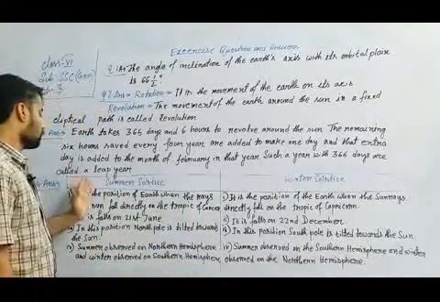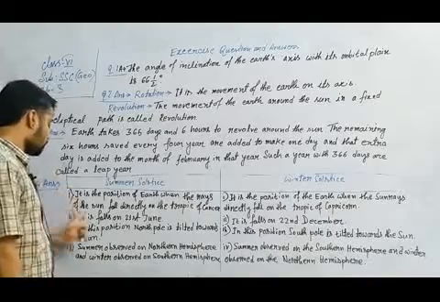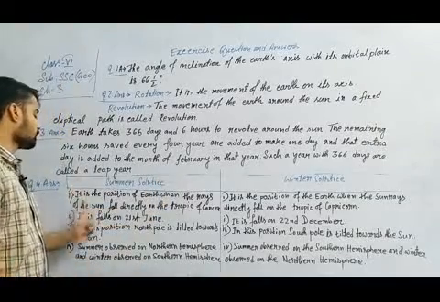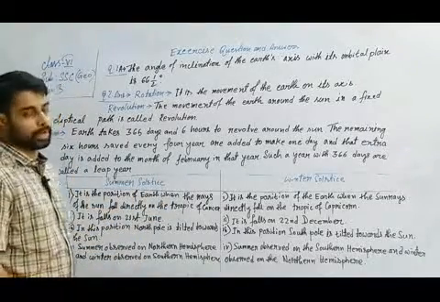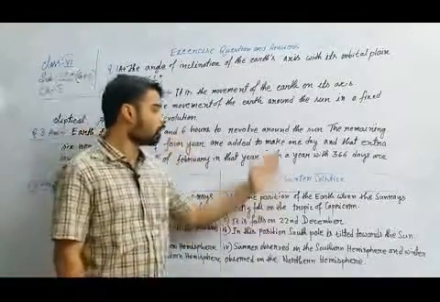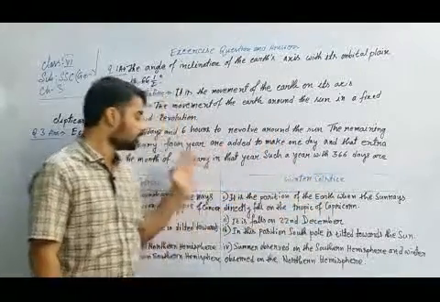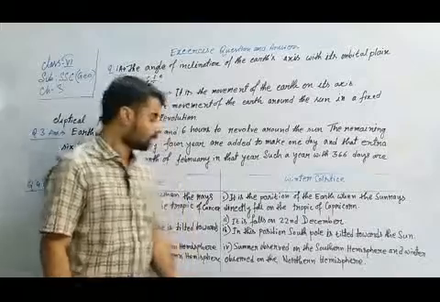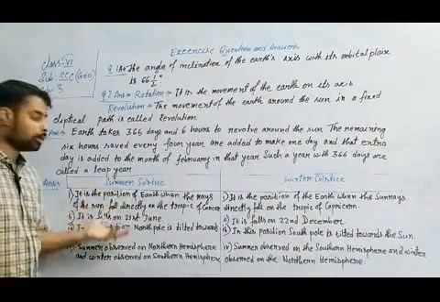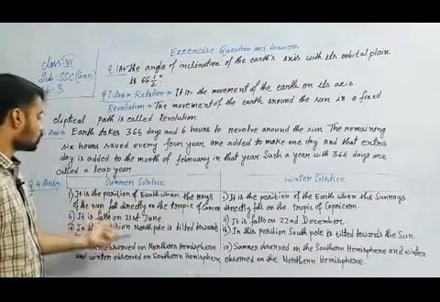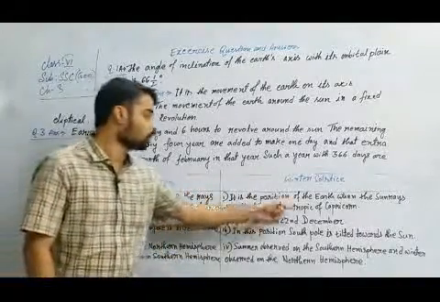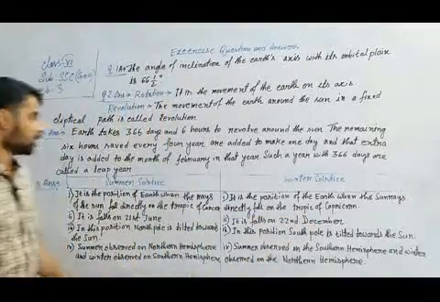So first point, in summer solstice, number 1: it is the position of Earth when the rays of the Sun fall directly on the Tropic of Cancer. On the other side, in winter solstice, point number 1: it is the position of the Earth when the Sun rays fall directly on the Tropic of Capricorn. So this is the first difference. Now point number 2, summer solstice falls on 21st June. On the other side, winter solstice falls on 22nd December. So this is the second difference.